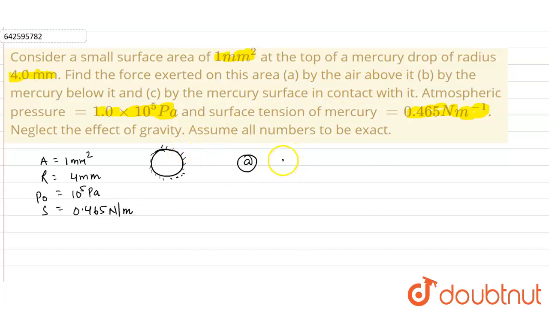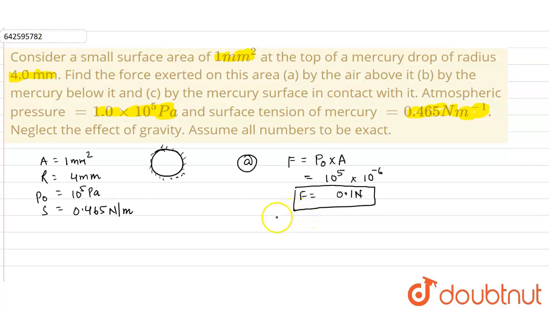The area above it will be exposed to air, so the pressure will be created by the atmospheric air. So the force exerted on it will be the atmospheric pressure into the surface area. The atmospheric pressure is 10 raised to power 5 pascal, and the area is 1 mm square, or 10 raised to power minus 6 meter square. So from here we get 0.1 newtons. So the area above it will be experiencing a 0.1 Newton magnitude of force.